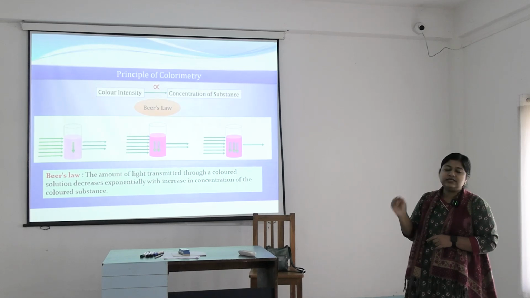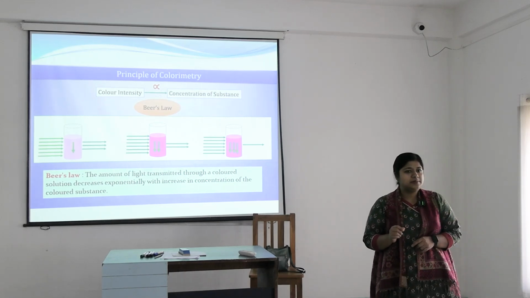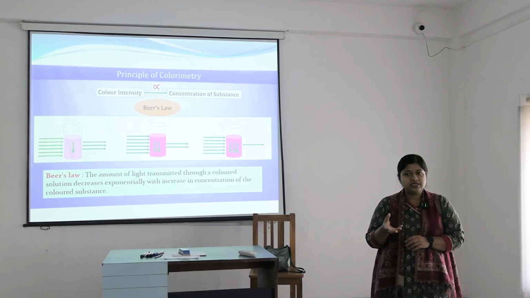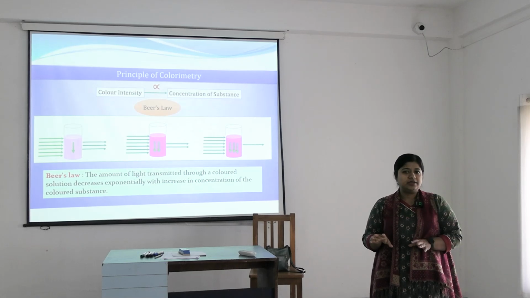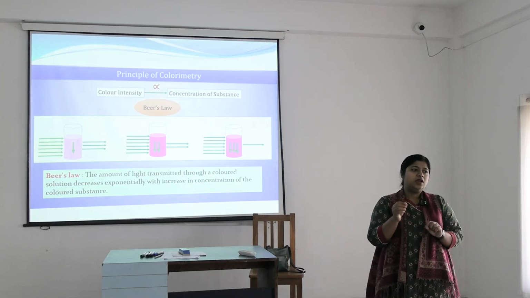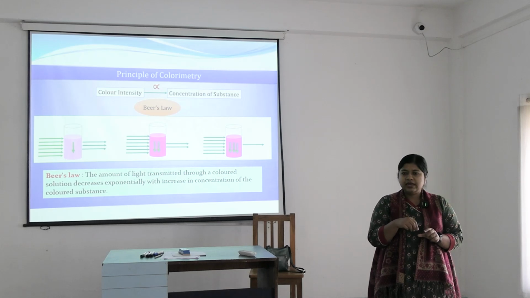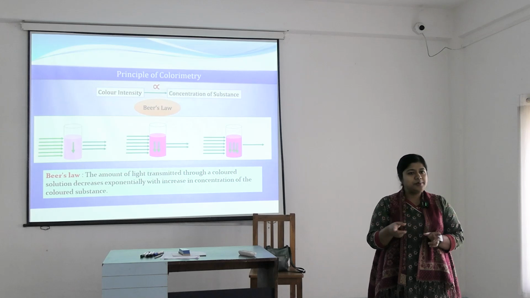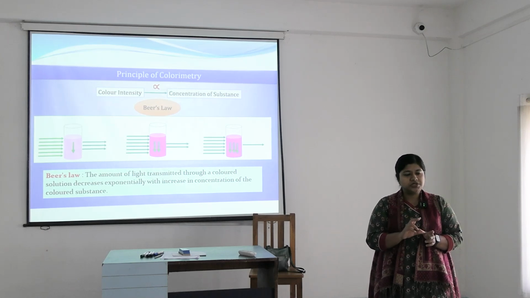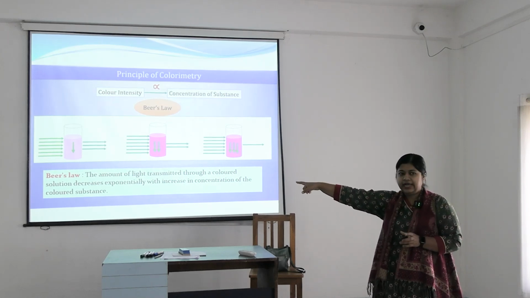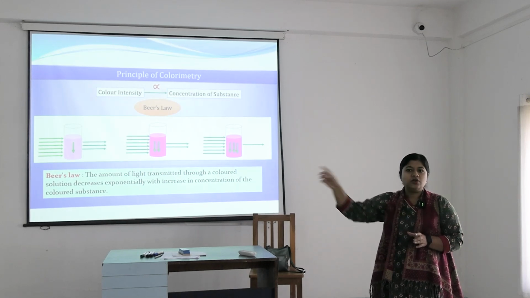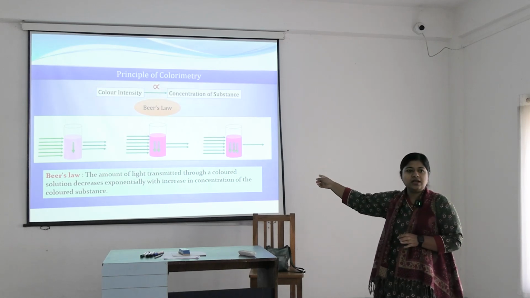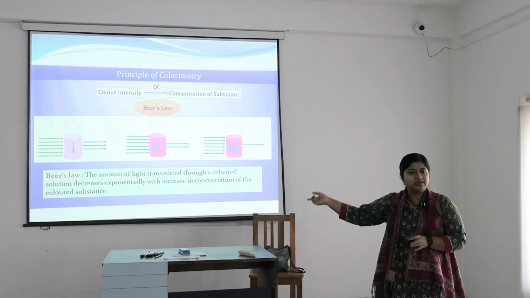Color intensity is directly proportional to the concentration of the substance. If we add much color or much substance, it will create a darker intensity solution. If I add a little coloring agent to a solution, the concentration of the coloring agent is directly proportional to the color intensity of the solution. So in the light colored solution, the concentration of the colored substance is low. In darker and much darker, the concentration is increasing, that's why the color intensity is increasing.